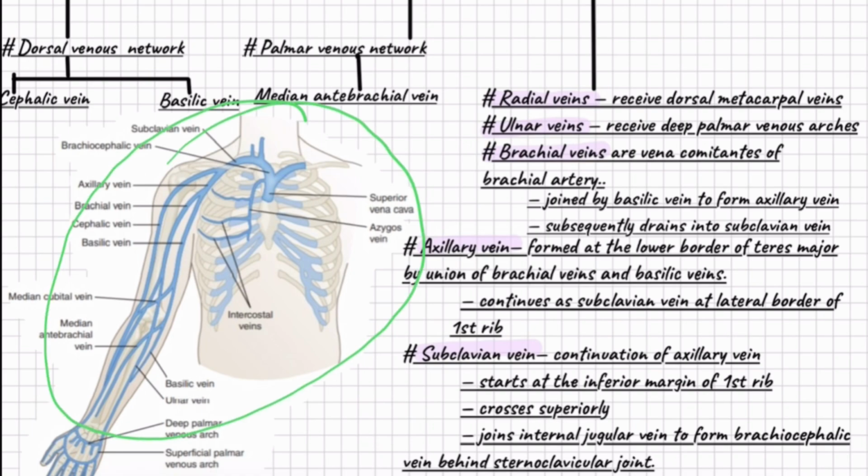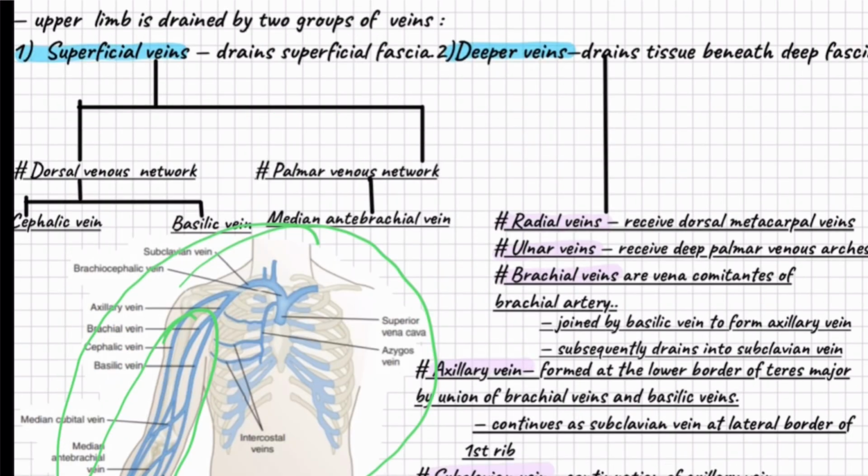Now, venous drainage. It's clinically an important topic because clinicians often puncture many veins which are present in the upper limb, so it is important to know what these veins are. So the upper limb is drained by two groups of veins. One group is the superficial veins, and the other group is the deep veins.